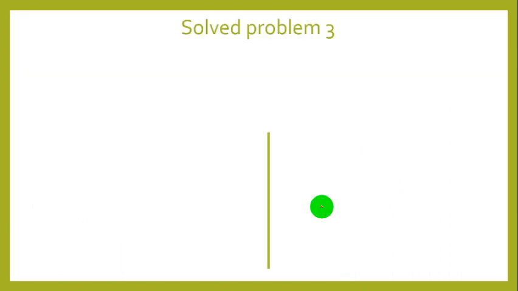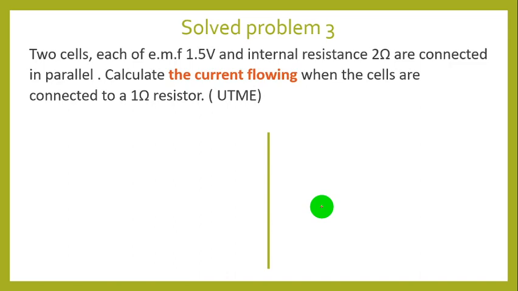Then the next question we have is: solve problem 3. This is a very, very important question because the techniques we are going to use in solving it will be different from the way I solved the first two previous questions. 2 cells, each of EMF 1.5 volts and internal resistance 2 ohms, are connected in parallel. This is one key point that we need to take note of. Now calculate the current flowing when the cells are connected to a 1 ohm resistor.